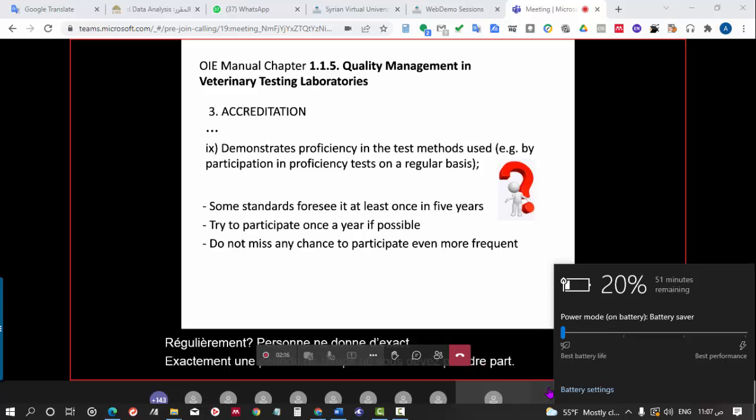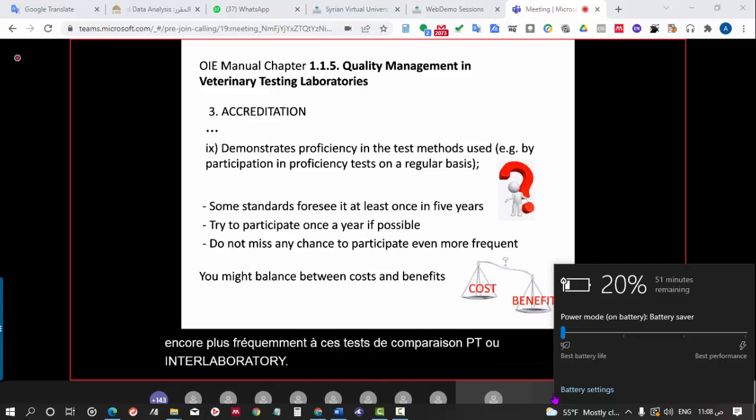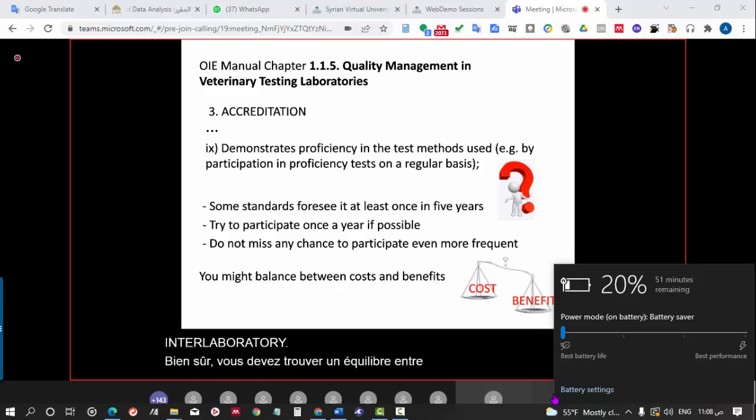Some standards foresee at least once in 5 years. I understand that, but my suggestion would be to try to participate once a year if it is possible. Even more, if there is an opportunity, do not miss any chance to participate even more frequently in these either PT or interlaboratory comparison tests. Of course, you have to balance between the costs and the benefits.